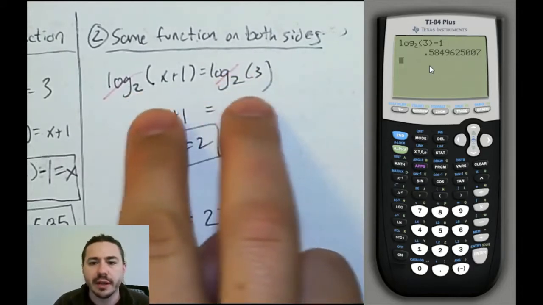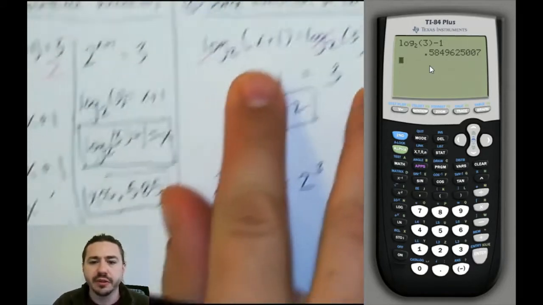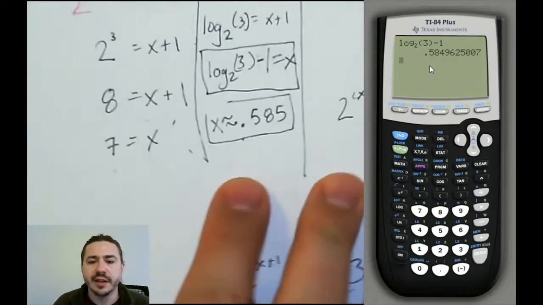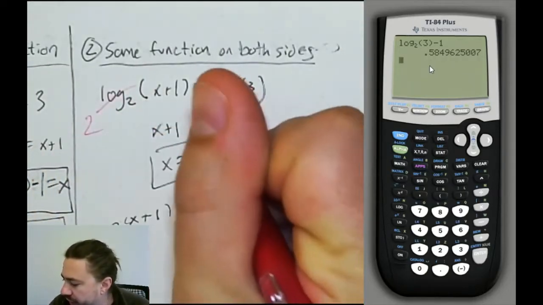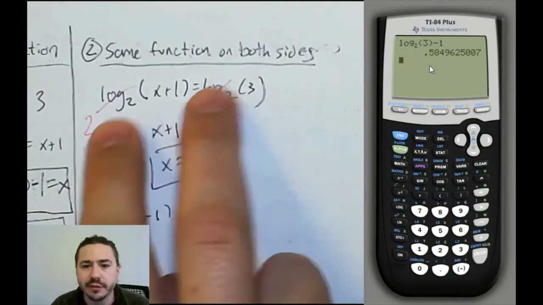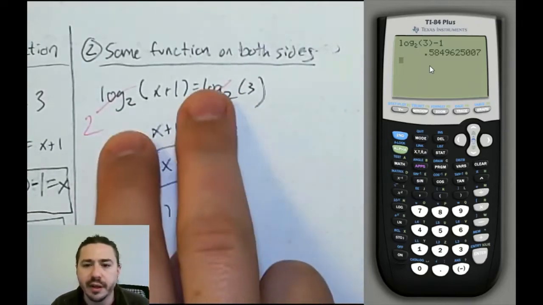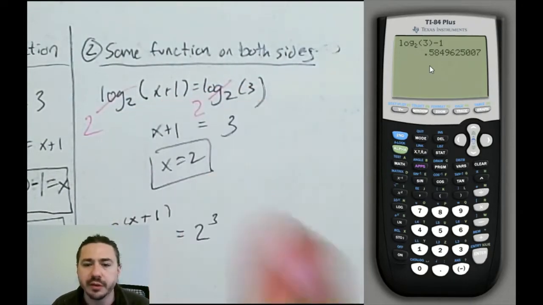Now the reason why we're allowed to cancel this out like this is really the same reason we're allowed to do this. If we raise both of these as powers of 2, we'll be able to cancel those out. So that's really what's going on there, and so you're allowed to set these arguments equal to each other.